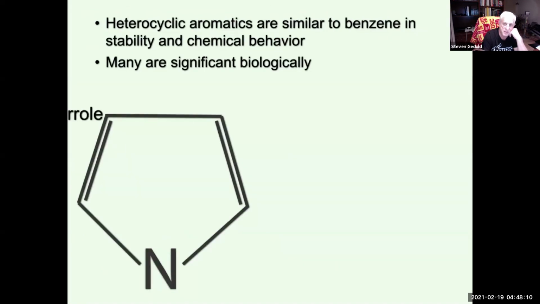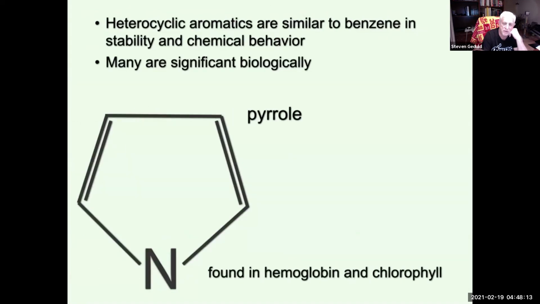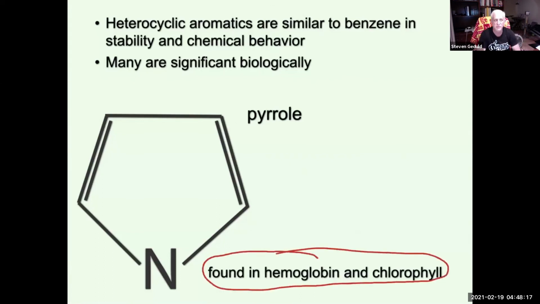Okay, we said this was a pyrrole where nitrogen is found. This is found in hemoglobin, like we showed before. Hemoglobin and in chlorophyll.